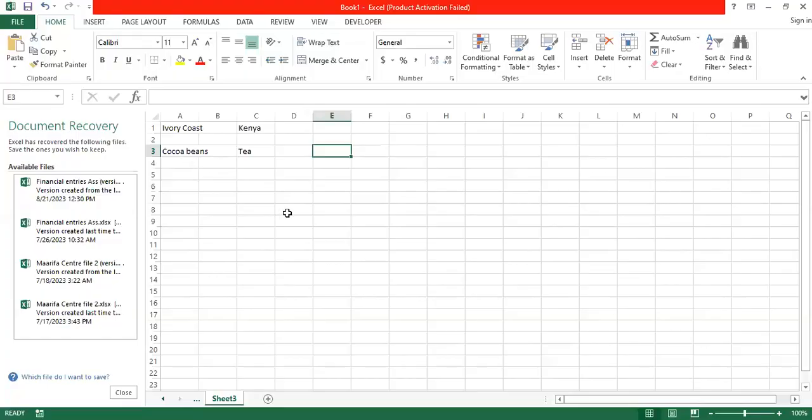Now we are going to arrange this. So maybe I'm going to put countries here on the columns. I'm going to put Kenya and Ivory Coast, and then the products, let's put them like that.